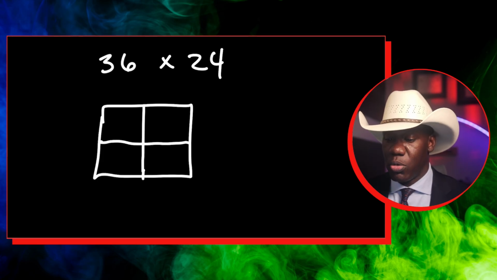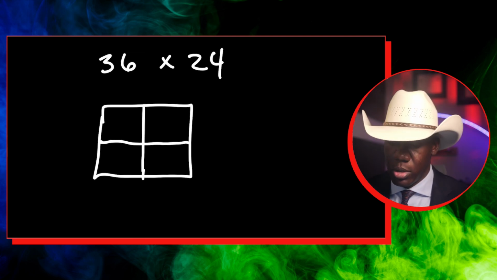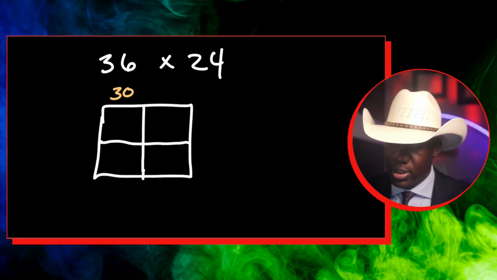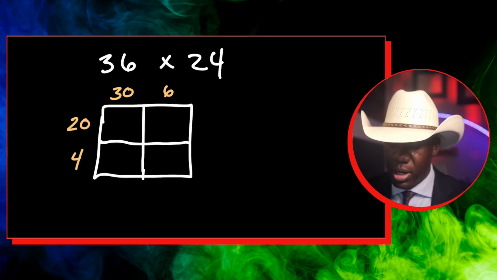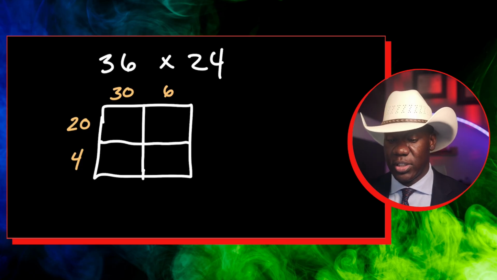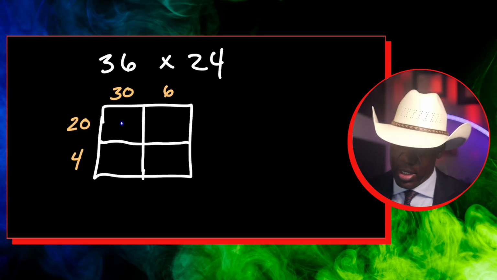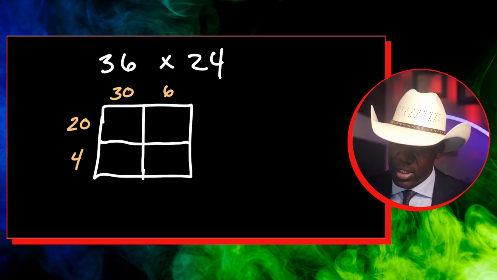Now, just like before, we're going to break these numbers apart, or put them in their expanded form. So we have 30 plus 6, and then we have 20 plus 4. Each box is associated with 2 factors to give us the answer for that section, right? So this section is going to be associated with the numbers 30 and 20. So 30 multiplied by 20 is what we're going to do to get that answer for this section.